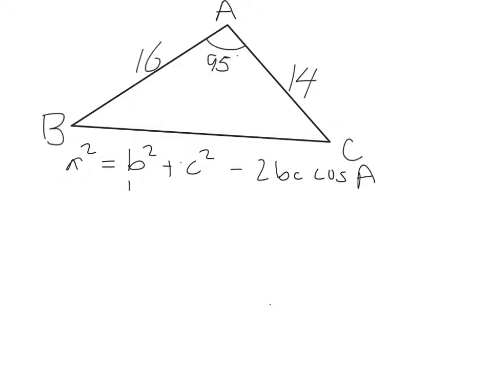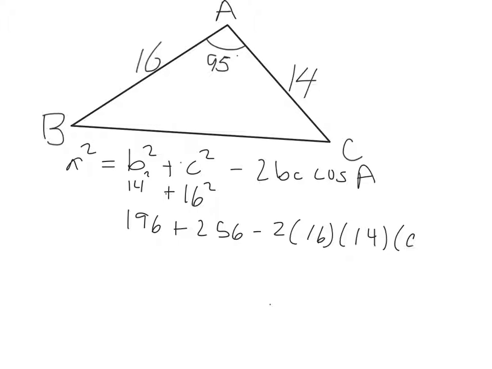So b squared equals 14 squared, which is 196, and c squared is 16 squared, which is 256, and minus 2 times 14 times 16 times cosine A. What we get is an interminable number, and we take the square root of the number, 491.04 something, and we round it to two decimals, which is 22.16.